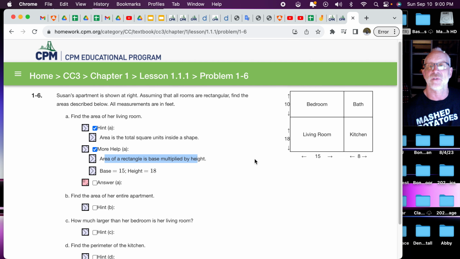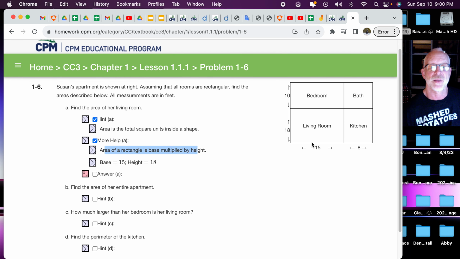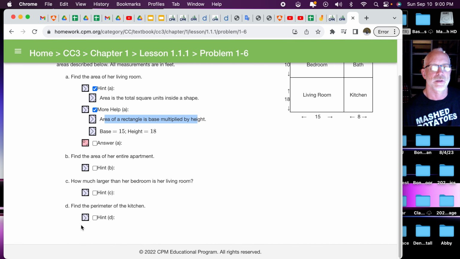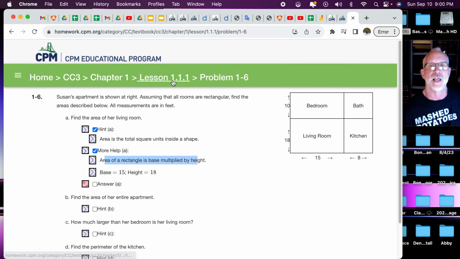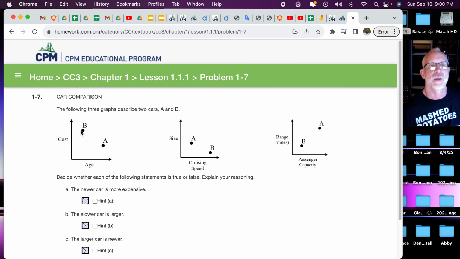Find the area of her entire apartment. How much larger is the bedroom than the living room? What's the perimeter walking around the kitchen? Click here for hints. And then your last problem is 1.7. The following 3 graphs describe 2 cars, A and B. Decide which of the following statements are true or false and explain your reasoning.